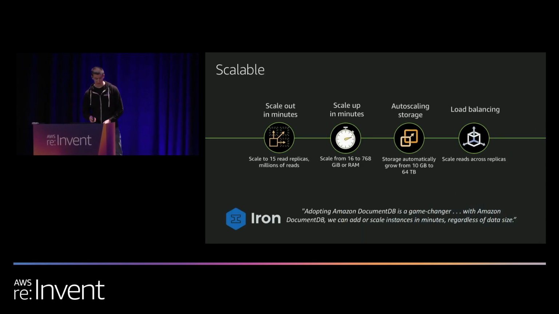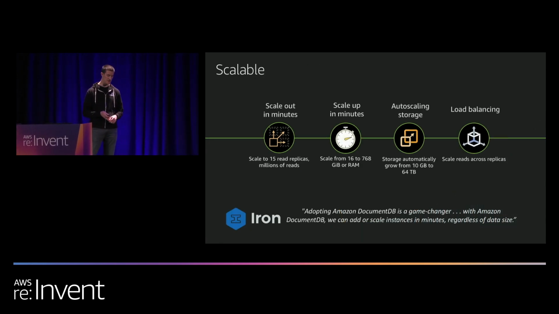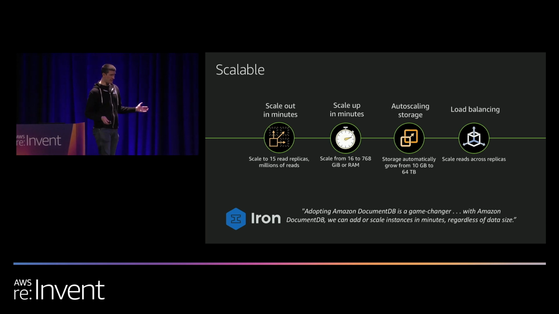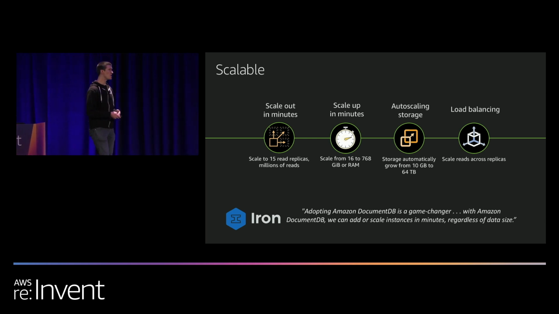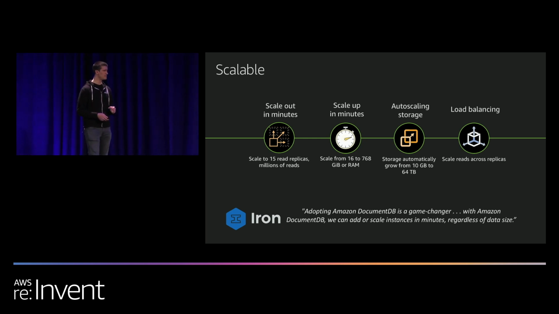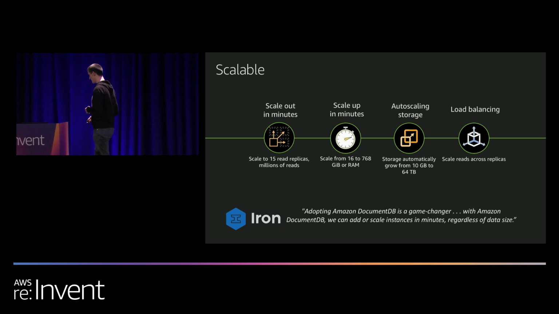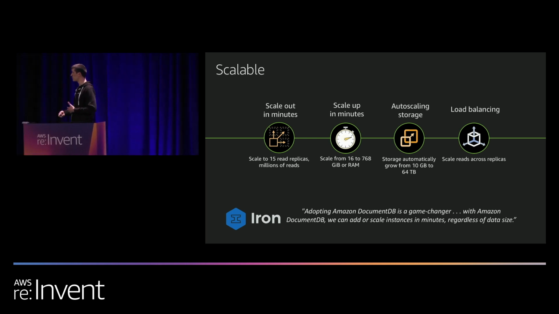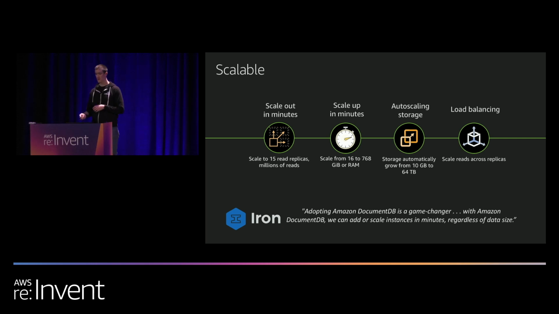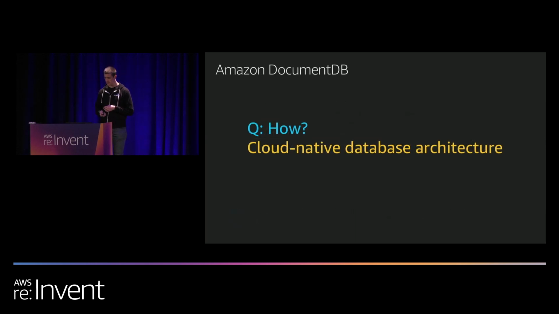And this is where we spend a lot of time in DocumentDB on this architecture of being able to scale in and out in minutes, having storage auto scale, and then being able to load balance across your replicas and be able to use those as read targets. So they're not just high availability targets, but there's something that you can use within your application to actually scale reads and get a lot more bang for your buck for the hardware that you're paying for.